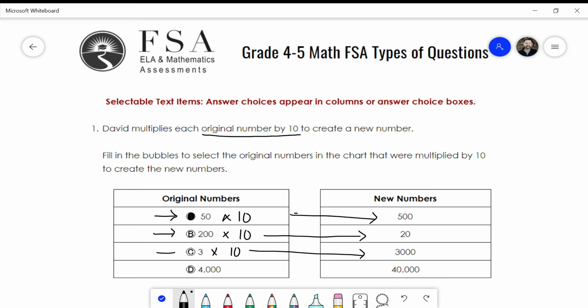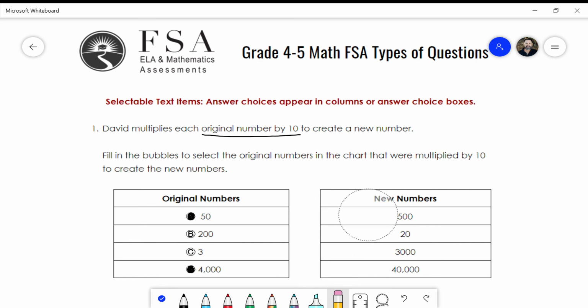And then I go to the last one, which is 4,000 times 10. Does that lead me to the new number of 40,000? In this case that would be true, so I bubble that in. Now keep in mind, I put all these arrows there just to help you visually see what I'm doing, but that's a little too close for my comfort. You don't want to put any markings near the bubble, because if you get too close, when it's graded, it can accidentally be counted as one of your answer choices.